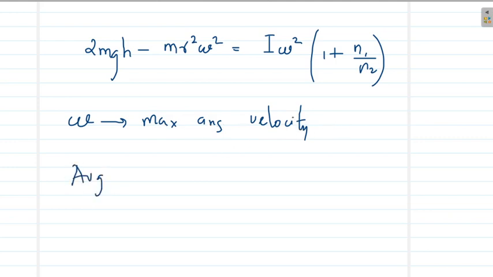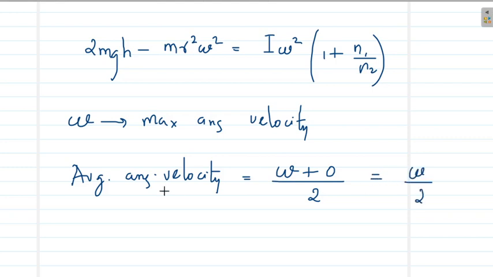So the average angular velocity can be written as the mean of the maximum angular velocity and the minimum angular velocity, divided by 2. Roughly, we can state the average angular velocity is equal to this value. Omega is the maximum value. So omega by 2 is the average angular velocity.